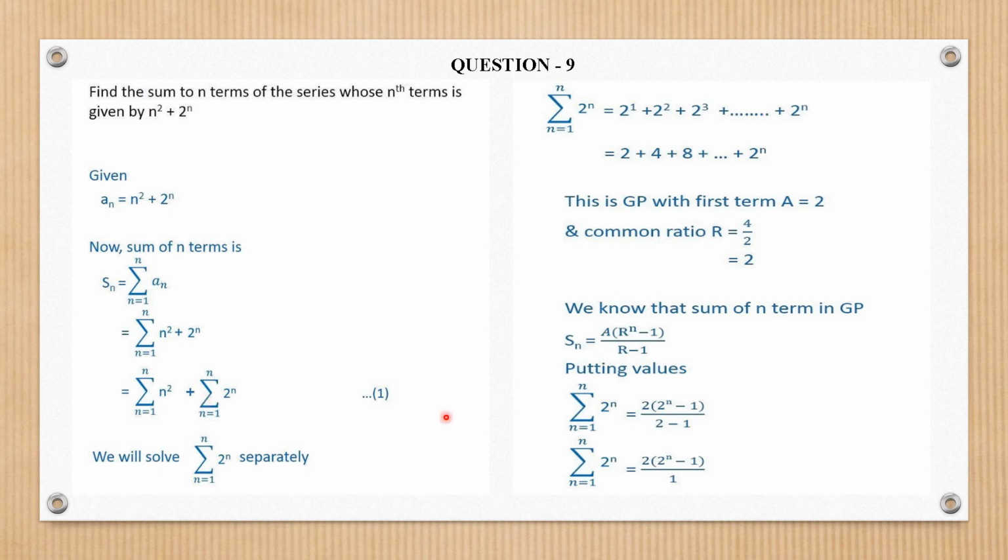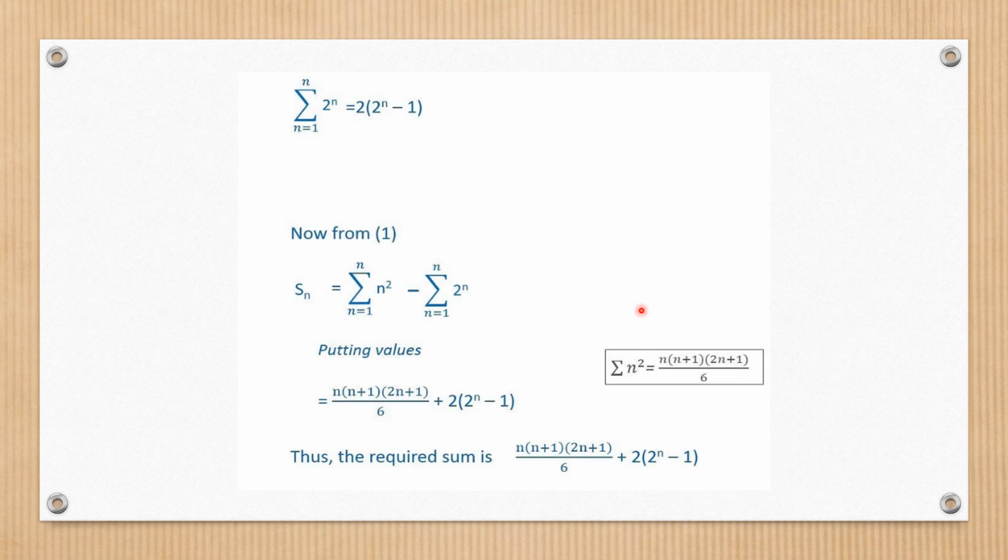But this one, see, if I open it, like put the values of n as 1, 2, 3, and so on up to n, it will be like 2 raised to power 1, 2 square, 2 cube, and so on up to 2 raised to power n. So it becomes a GP with A as 2 and R as 2. And you know, R is 2, which is greater than 1. So what is the sum? It is A into R raised to power n minus 1 divided by R minus 1. So the required sum will be 2 into 2 raised to power n minus 1 divided by 2 minus 1, that is just 1. And the first one is n into n plus 1 into 2n plus 1 divided by 6 plus this. Altogether, this is the required sum.